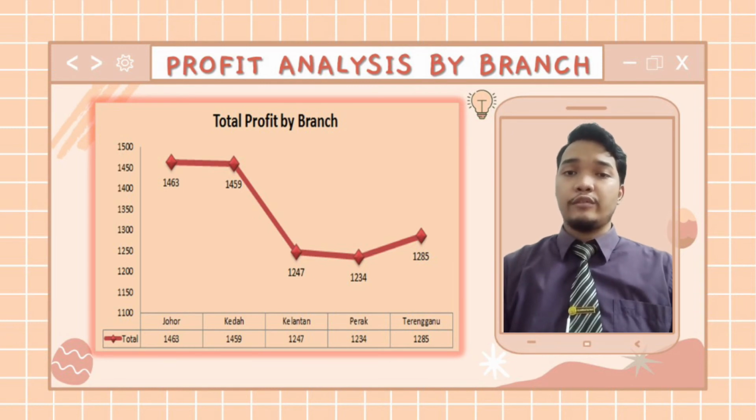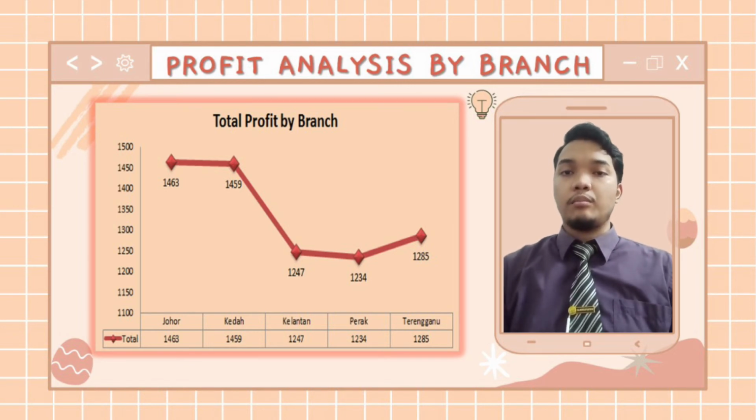This thing would affect their total profit. Then, for the branch in Kelantan, their total profit is RM1,247. Their profit consistently increased in 4 months, which are June, July, September, and October. They also had a consistent decrease in profit for 2 months, which are April and May.